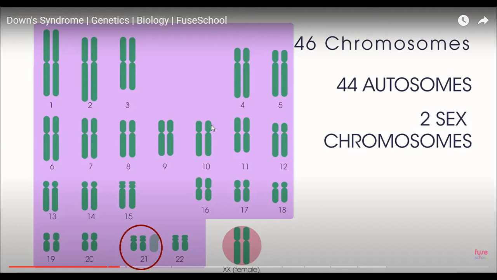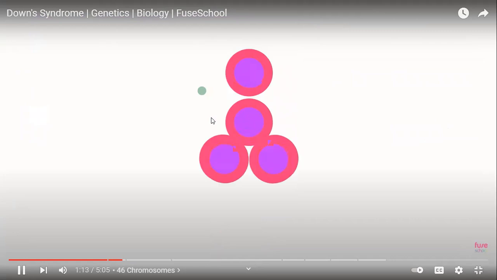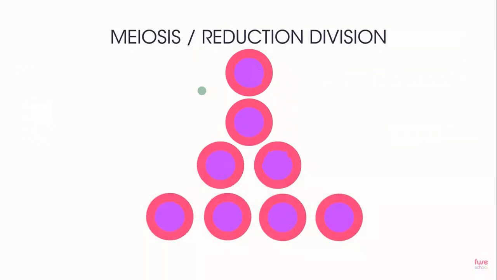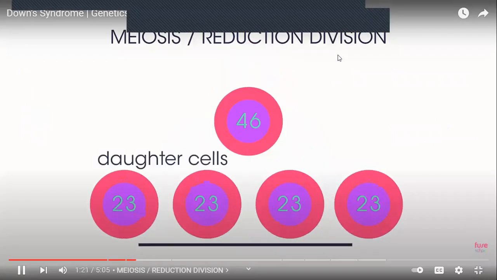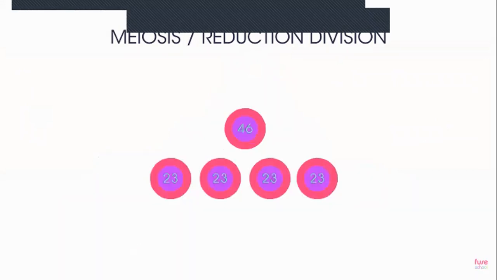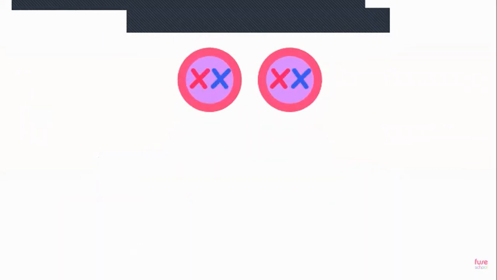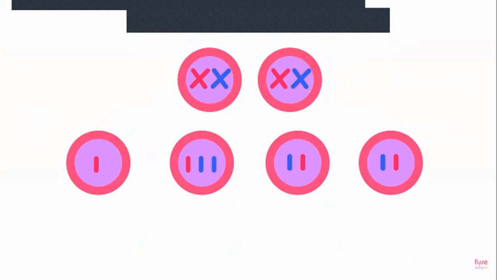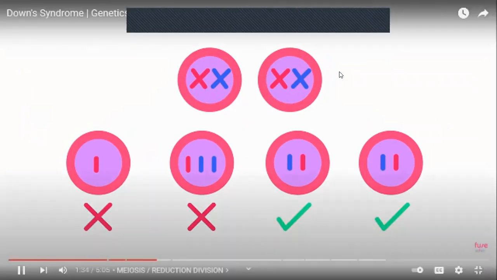Continue. Cells are produced in a type of cell division called meiosis or reduction division. In humans, meiosis produces four daughter cells that each have 23 chromosomes, half the number of a somatic cell. However, sometimes the chromosomes are not separated or divided up how they should be, and this is called non-disjunction.